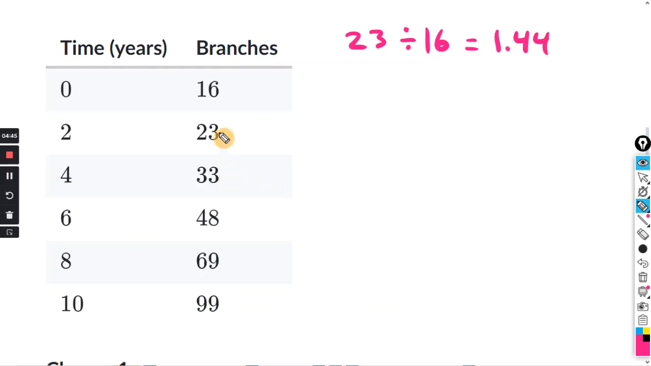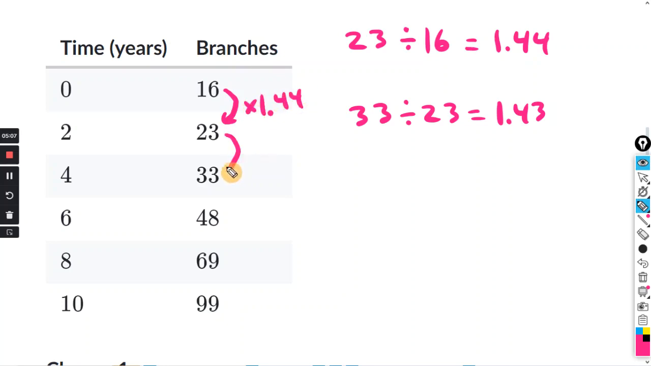Okay, and then if I did 33 divided by 23, do that real quick. Rounding off, I get 1.43. You can keep going, but we already established it's exponential. I just wanted to prove it to you. So to go from here to here, it's times 1.44. To go from here to here, it's times 1.43. And I'm sure it'll keep going like that. Okay, notice it's not exactly the same, but it's close enough. But anyhow, you don't have to do this part because once you eliminate linear, it has to be the other answer, which is exponential.